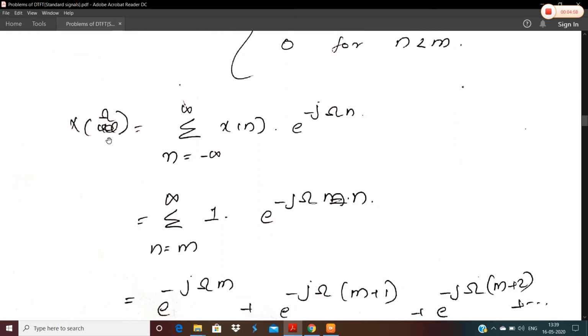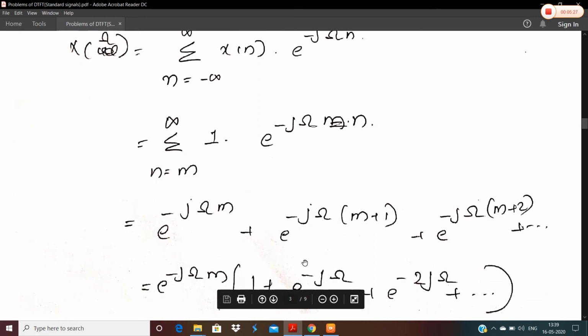So substituting this condition in the basic equation of X of omega, we will get sigma n equal to minus infinity to plus infinity x of n e raised to minus j omega n, and we can change the limit as sigma n equal to m to infinity. If it was just u of n, the limit was changed to sigma n equal to 0 to infinity. But here it is a shifted unit step function, so the limit is sigma n equal to m to infinity, and the value of x of n is 1, and this may be written as such.